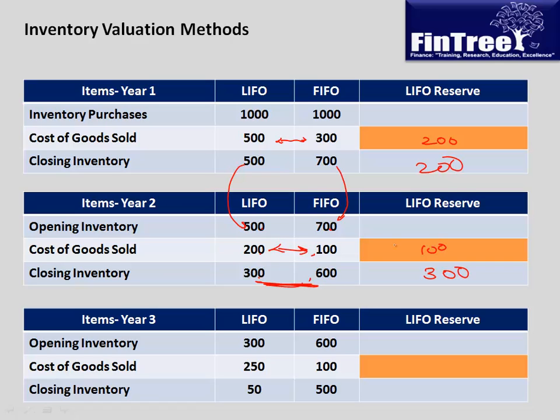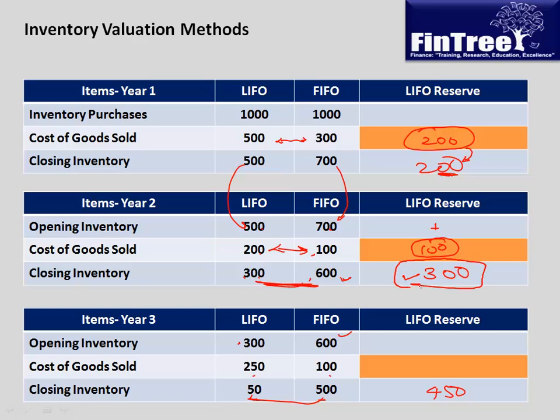Okay. So what we want to learn here is that this difference in the two COGS is the reason why LIFO reserve is increasing every year. So this year the difference in COGS was 100. Last year LIFO reserve 200. 200 plus the difference in the two COGS, 100, has caused LIFO reserve to be 300 this year. Let's see if the same logic works next year. 300, 300 here. 600 closing of FIFO, 600 here. Now the COGS is 250 and 100, and therefore closing inventory 50 and 500. We can directly calculate LIFO reserve should be 450.